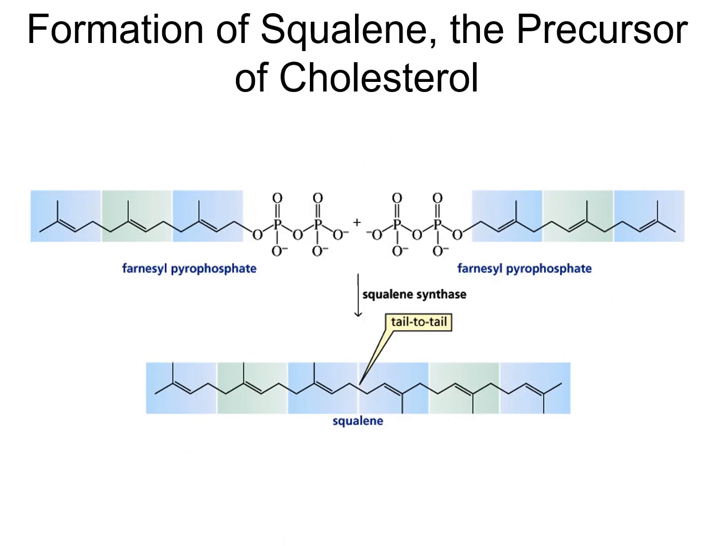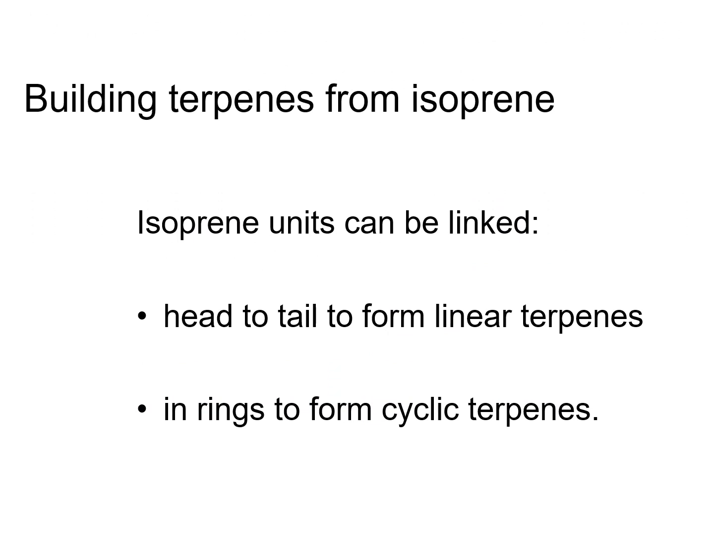Not only sesquiterpene, this farnesyl pyrophosphate can also be dimerized so as to produce what? Squalene, which is the intermediate for triterpenes. So it is farnesyl pyrophosphate that can undergo coupling reactions so as to produce squalene. So that is the building of terpenes from isoprene.